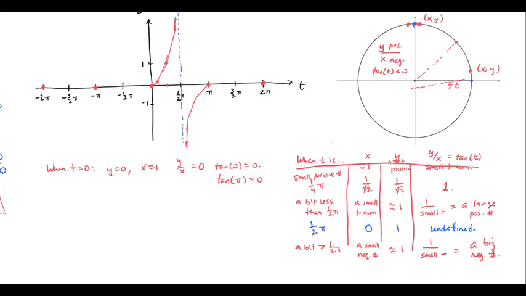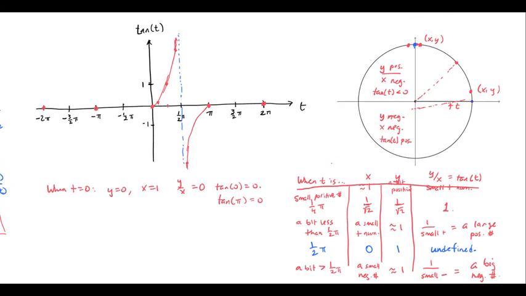Okay, and then in this quadrant, well, y is negative, but x is also negative. So tangent of t is going to be y over x. That's going to be positive. So that means this graph is going to continue into the upper half of the plane, and I'm going to have positive values of tangent of t. And then when I get to, let's mark that in blue.